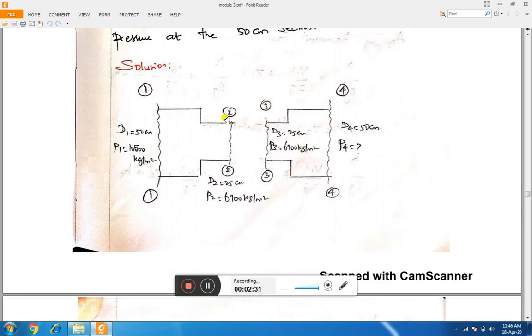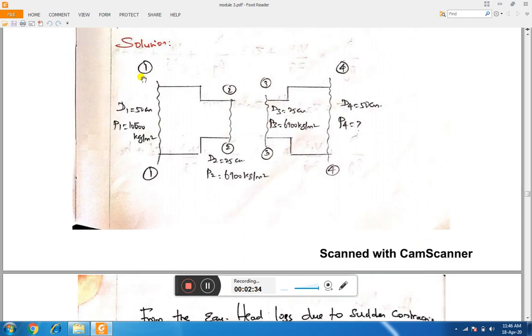Now let us come to the point of the problem. This is the figure. At section 1, diameter is 50, pressure is 10,500. At section 2, this is diameter and pressure. The first part of the problem is sudden contraction, bigger diameter to smaller diameter, section 1 and section 2. Now it is running, and let us assume that we have another section here of D3 and P3, D3 diameter and P3 pressure. This is getting suddenly enlarged to D4 diameter and P4 pressure. So we have 4 sections here. Sections 1 and 2 are for the first part of the problem. Sections 3 and 4 are for the second part of the problem.